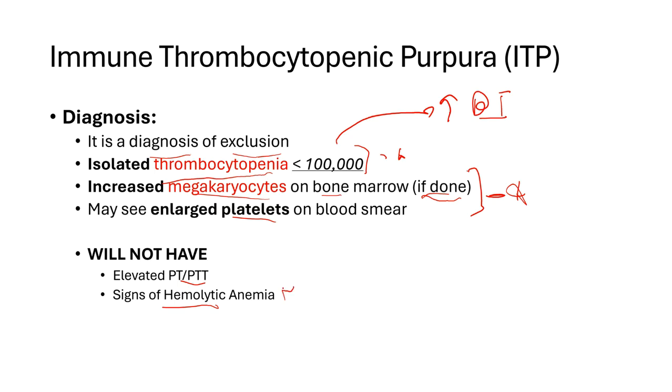This is important because hemolytic anemia plus thrombocytopenia is equal to something known as TTP, or thrombotic thrombocytopenic purpura, which we will talk about in another lecture. If you see any of this, it cannot be ITP. ITP will be someone who's asymptomatic with bruising, and the only abnormal lab finding will be low platelets.